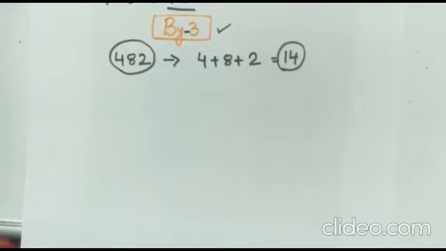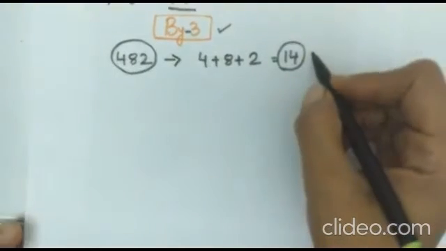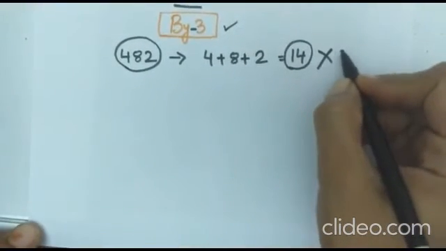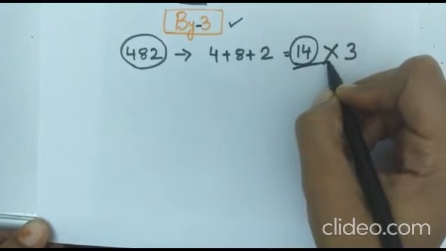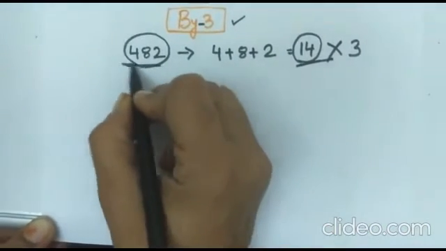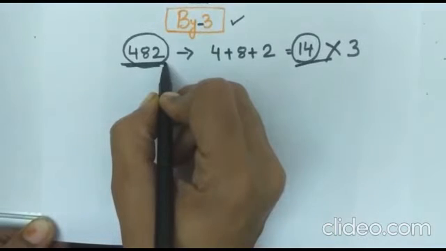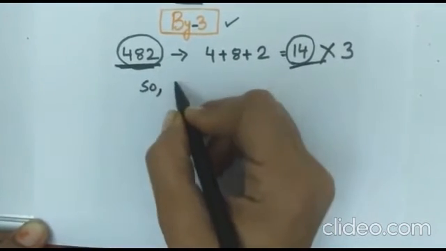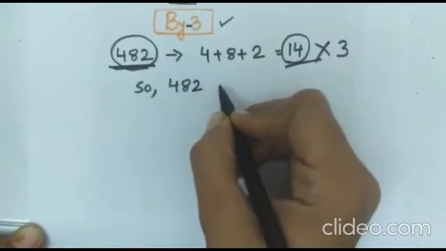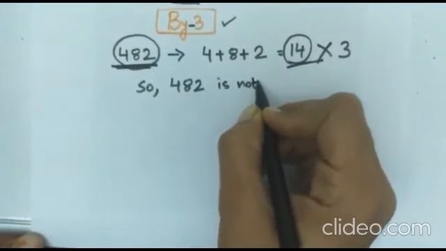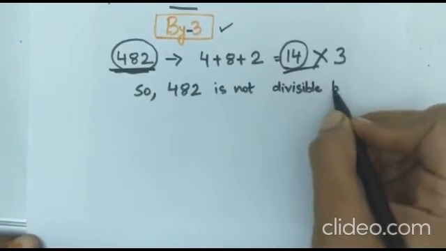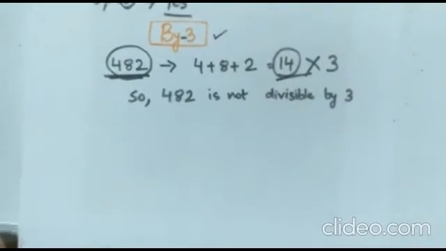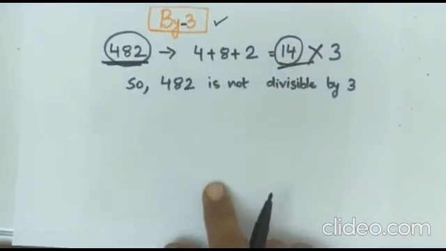Now, as you all know, 14 is not divisible by 3. If this is not divisible by 3, then the whole number will not be divisible by 3. So what we will write? 482 is not divisible by 3. Clear? Let us take one more example.